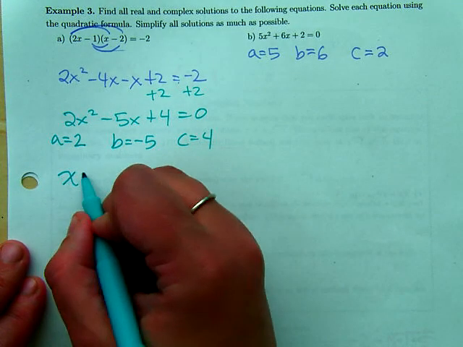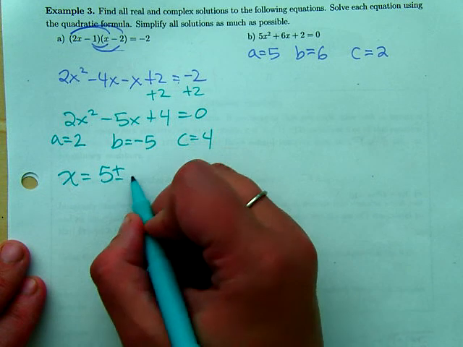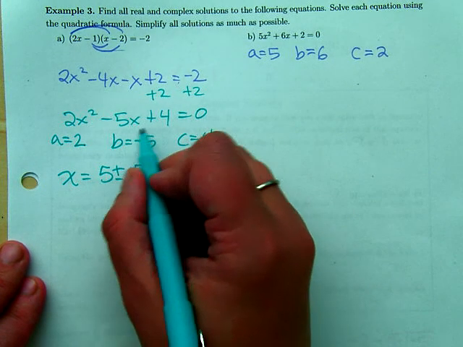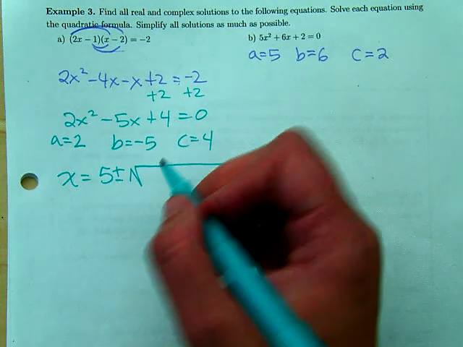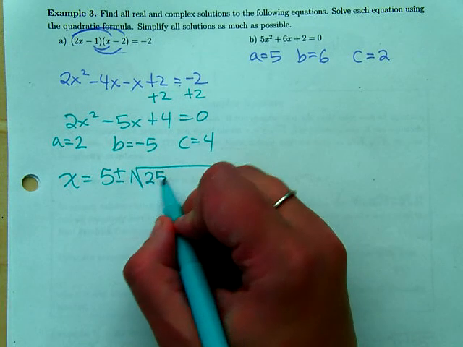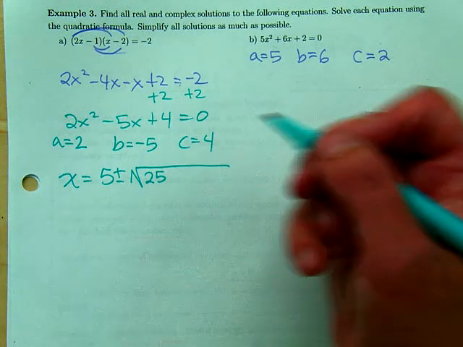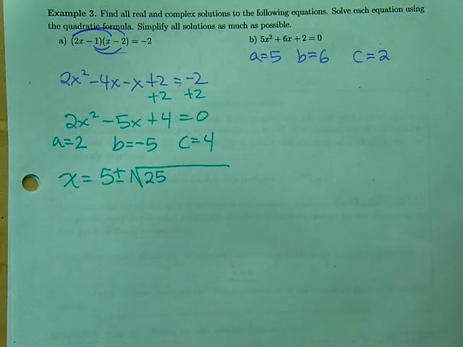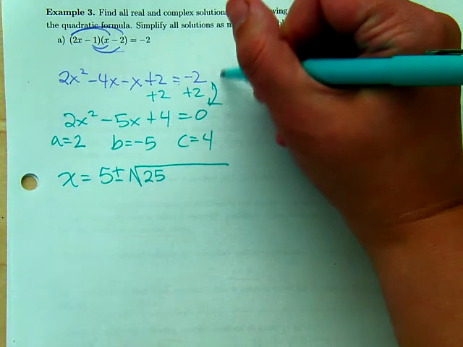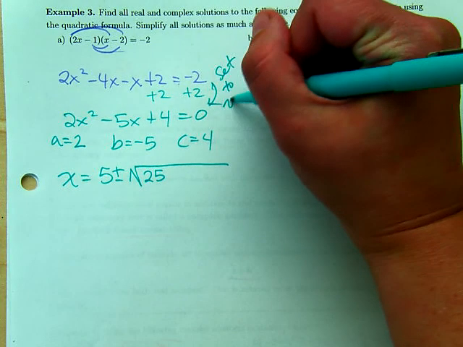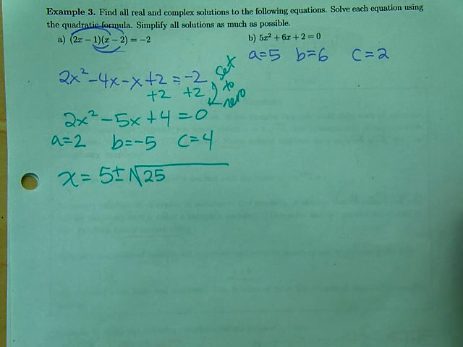So we have x equals negative negative 5, which is 5, plus or minus the square root of b squared. If I square negative 5, what am I going to get? Positive 25. So this b squared will always be positive. I'm setting it equal to 0 here, so we can put it into standard form. Does that make sense?